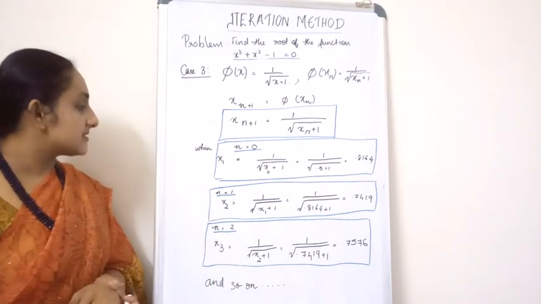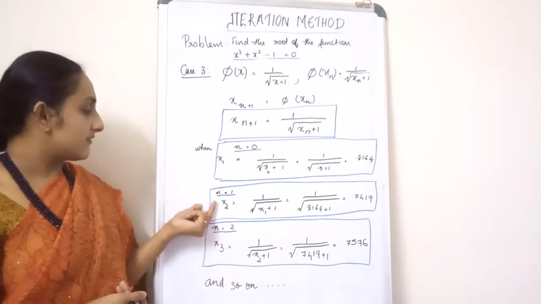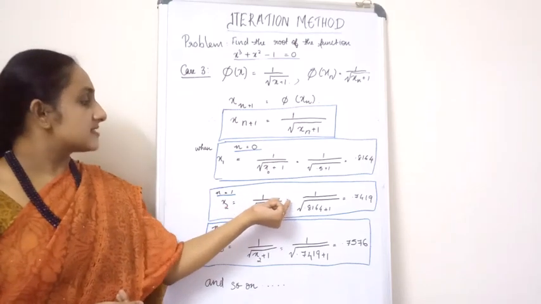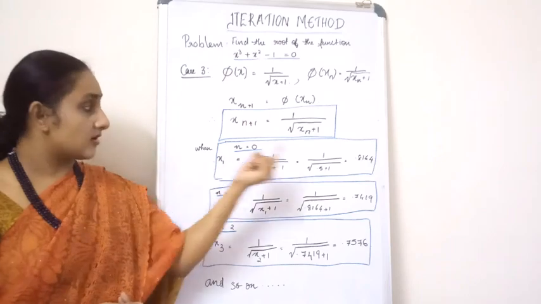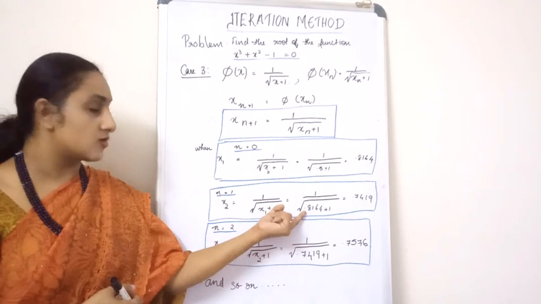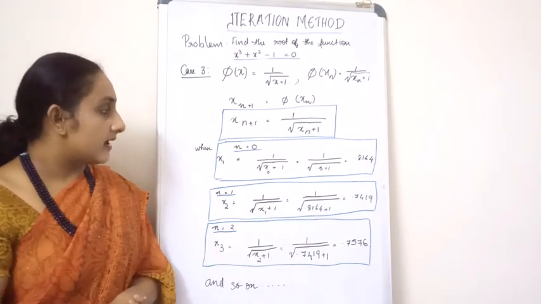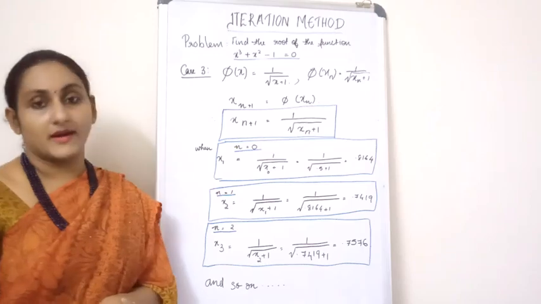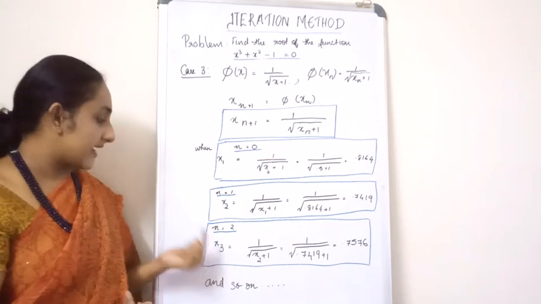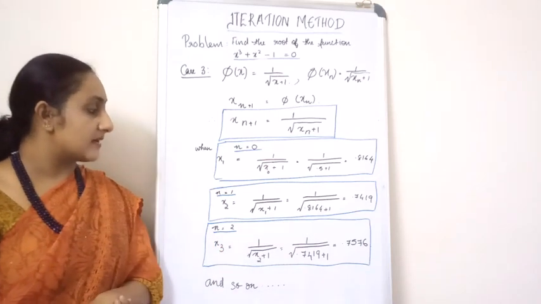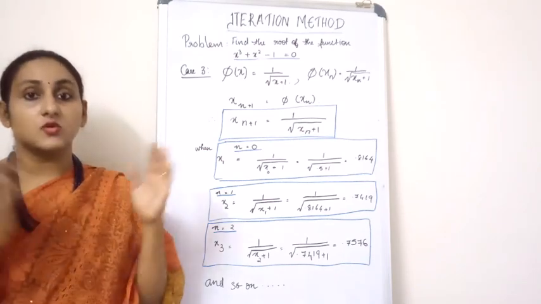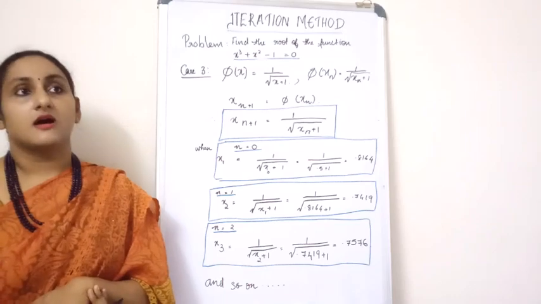Next iteration, n is equal to 1. When I give n equal to 1, I get x2, which is equal to 1 by root of (x1 + 1), which is 1 divided by root of (0.8164 + 1), the answer I got just before. Substituting, I will get the final answer as 0.7419. Then for the second iteration, when n is equal to 2, I get x3, and the final answer will be 0.7576, and so on.